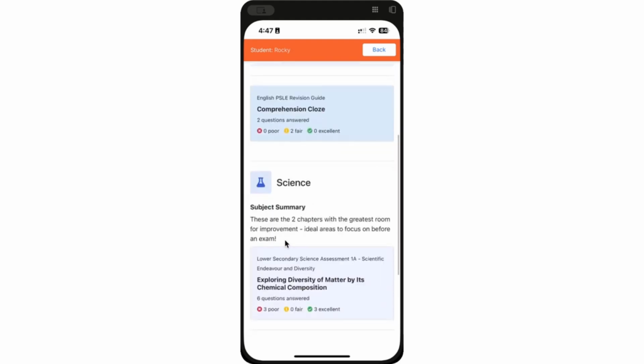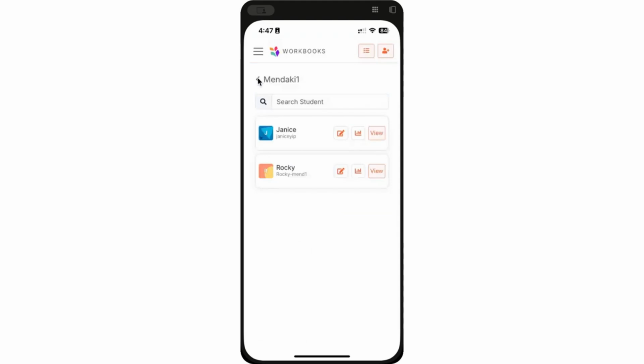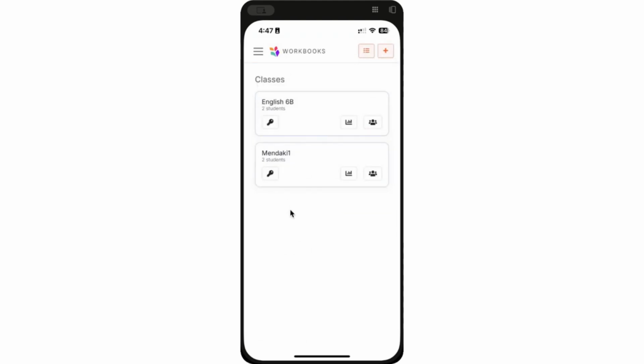So this is all captured and stored for parents, for tutors, for teachers. It's a really fantastic way for you to keep across what's going on and be as helpful and positive and create as much progress as you possibly can.